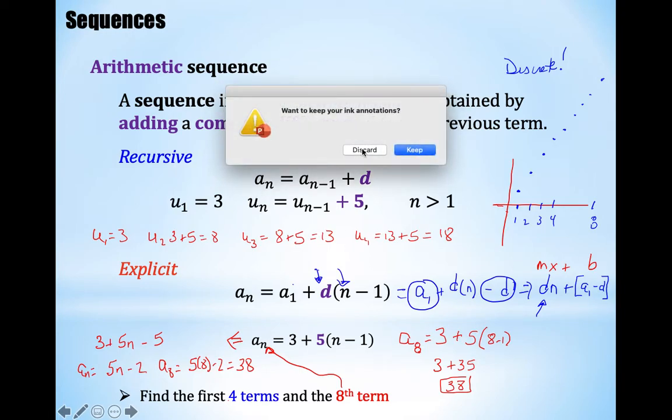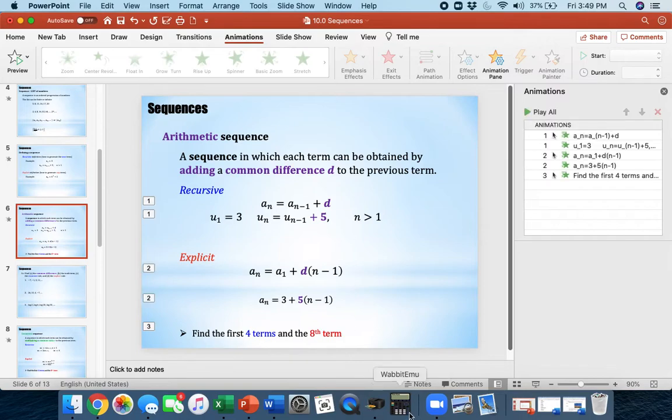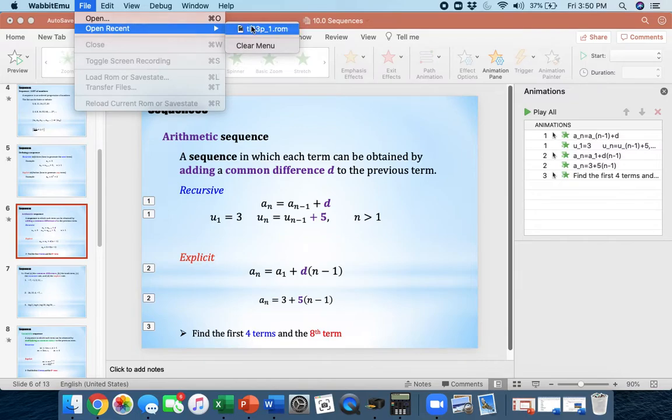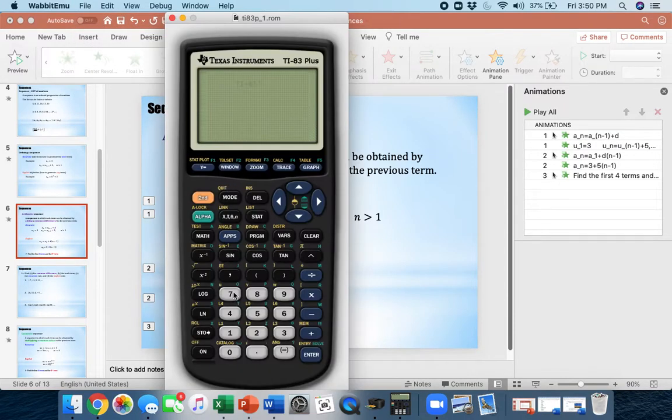Now if you get your calculator out, maybe you know this already, but on your home screen, if you just hit 3 plus my common difference, and then you do it one more time, all you have to do now is just keep hitting enter. Snap. All right, that's pretty cool.